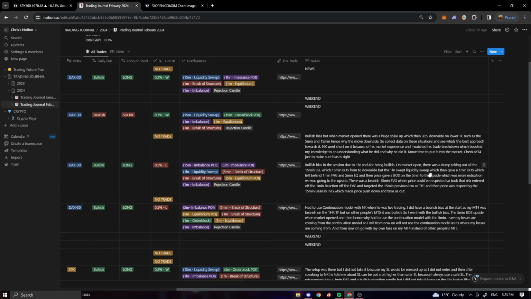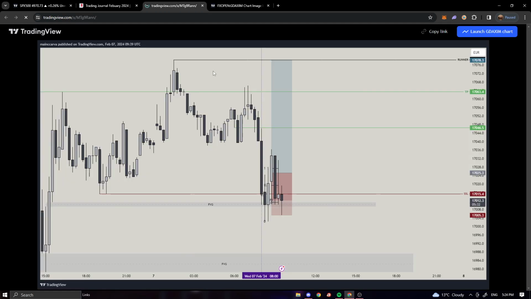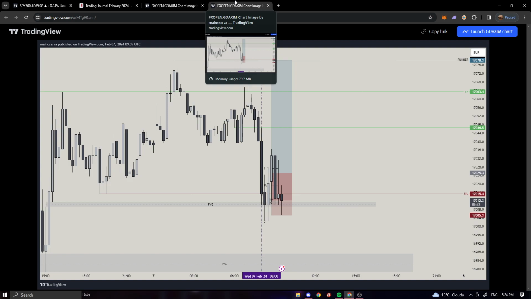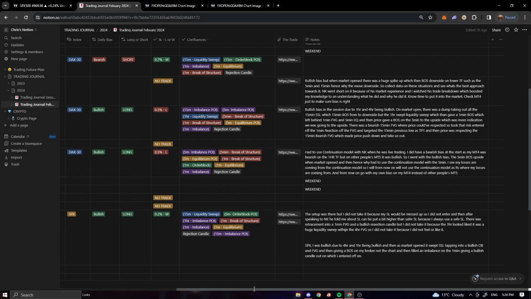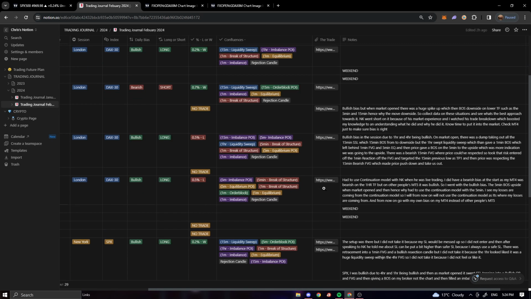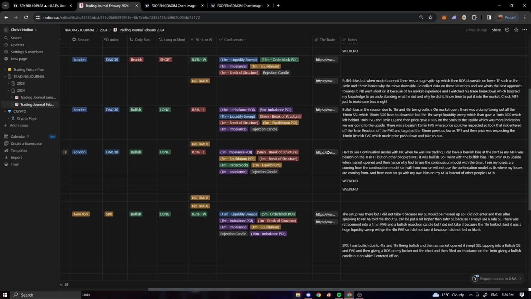But the 1 hour swept liquidity, which then gave a 1-minute break of structure, which left behind a 1-minute fair value gap, 5-minute equilibrium, and then price also gave a 5-minute break of structure to the upside, which was indicating we were going upside. So there was this 50-minute bearish fair value gap, which price was respecting, hence why the push down and took us out. So that's the first loss of the month. Then this loss.